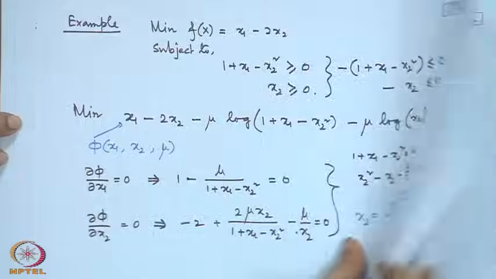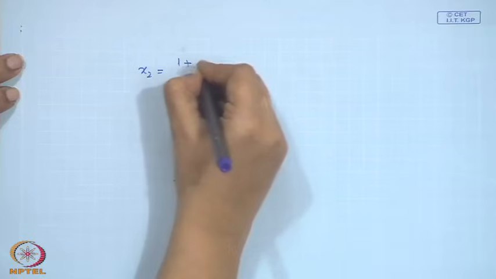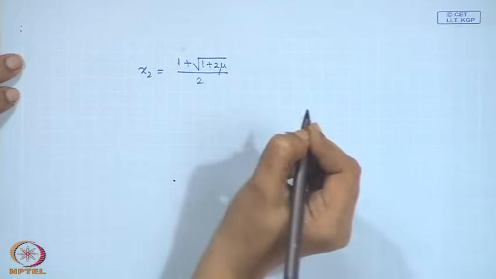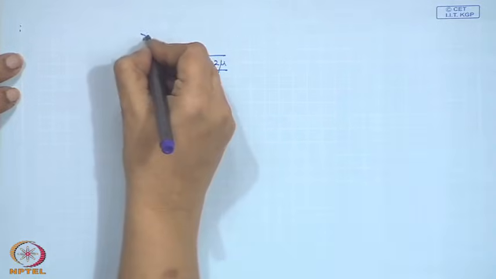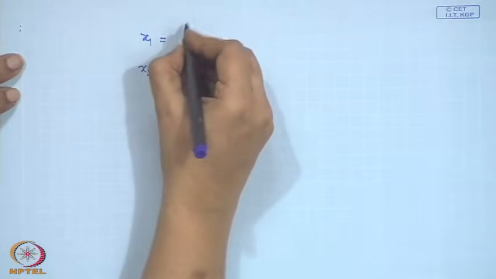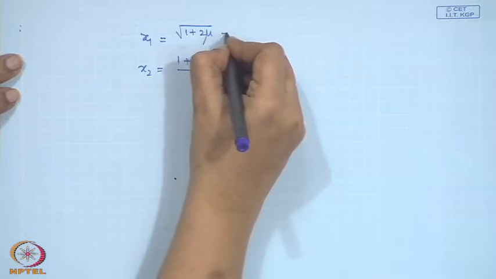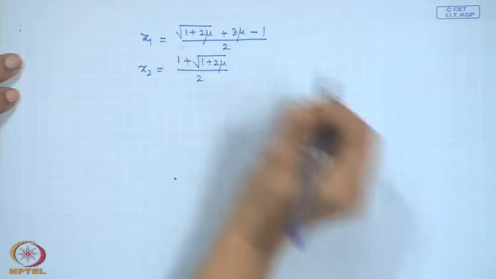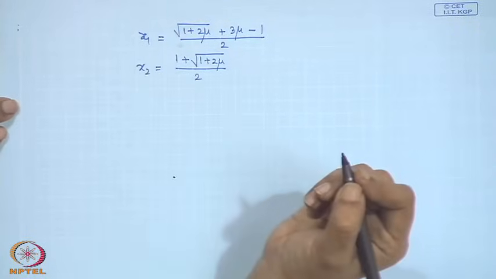If we consider the plus value for x2, then we are getting x2 is equal to (1 plus root of 1 plus 2 mu) by 2, and if we substitute this value in the other equation, then we will get x1 is equal to (root over 1 plus 2 mu plus 3 mu minus 1) divided by 2. Alright. These are the stationary points for us.